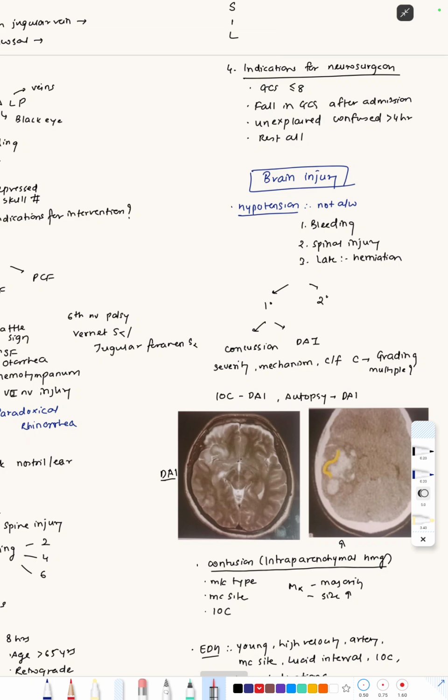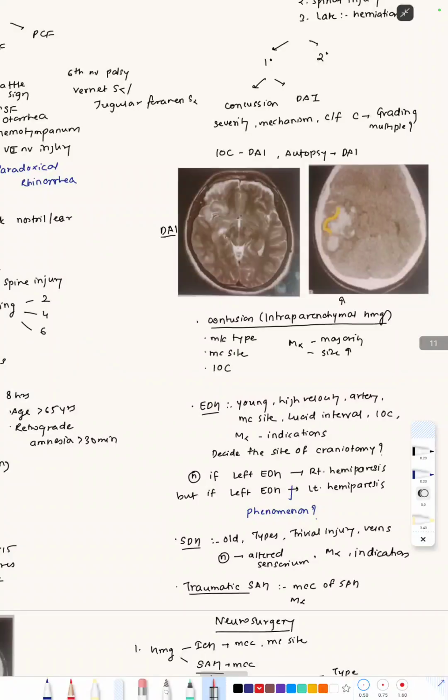Then talking about the contusion. Contusion is the most common type of intraparenchymal hemorrhage. The most common site of contusion is going to be the temporal lobe followed by the frontal lobe. Investigation of choice, again, the non-contrast CT. Management: majority of management is conservative, and if there is an increase in size of multiple contusions, they are coalescing with one another, then in that particular case we have to do surgical evacuation.